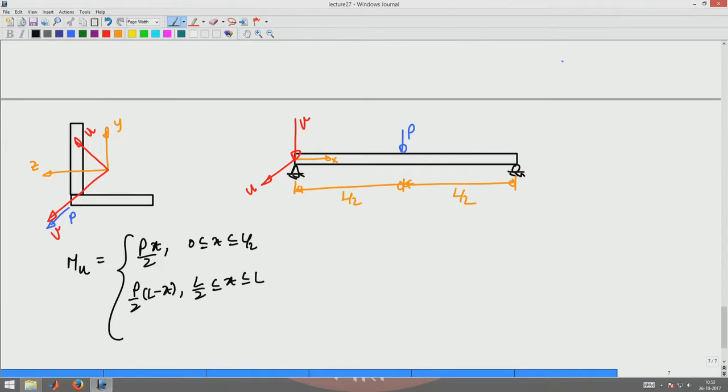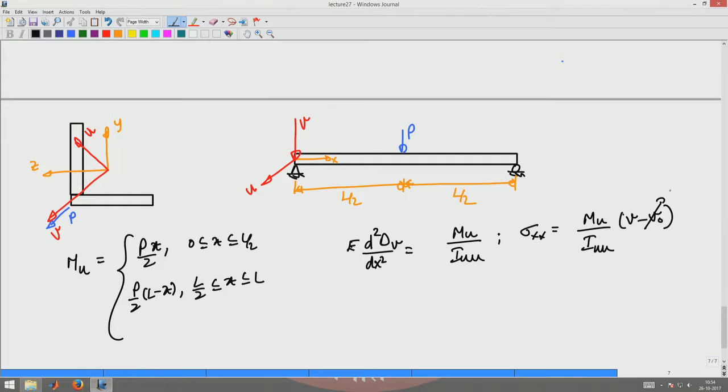Now from the bending equation you have E d square delta V by dx square is equal to Mu by Iuu. And your stress sigma xx would be Mu by Iuu into V minus V naught, where V naught is the position of the CG of the cross section along the V. Since we assume that the centroid and the origin of the coordinate system coincide, this V naught would be 0. So this will be given by this expression here.